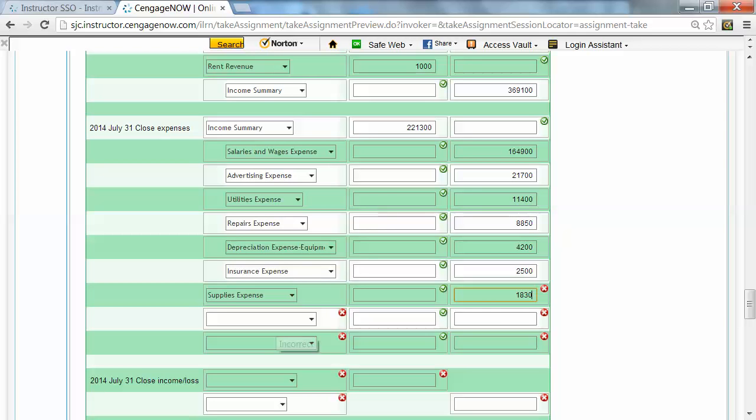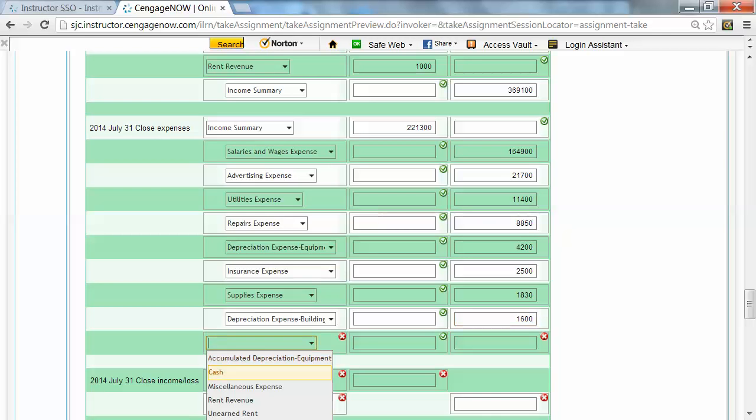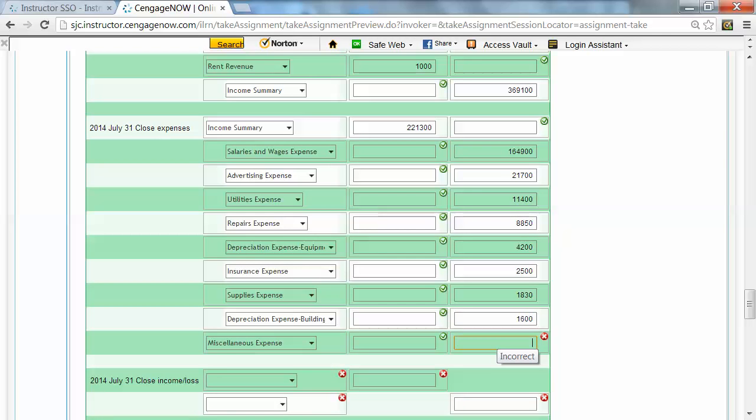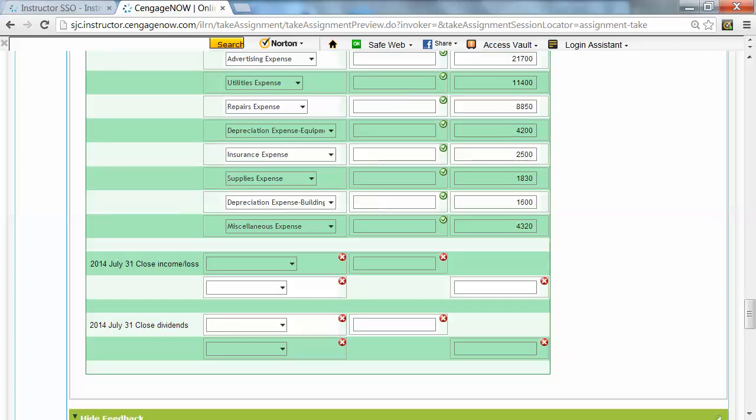My depreciation expense on the building, that's going to be $1,600. And my miscellaneous expense, credit that for $43.20. So I'm going to do those.